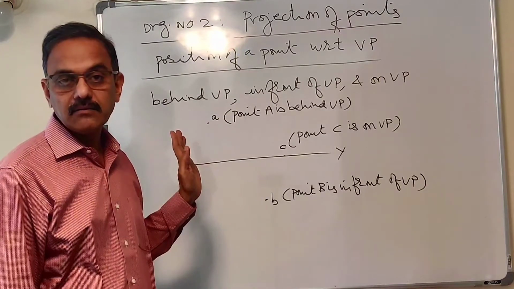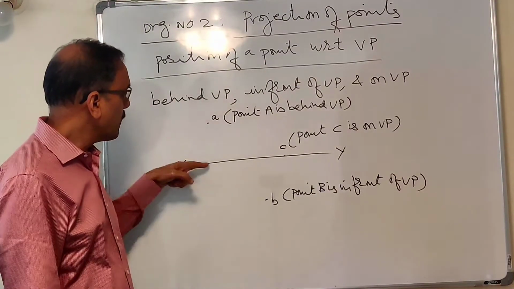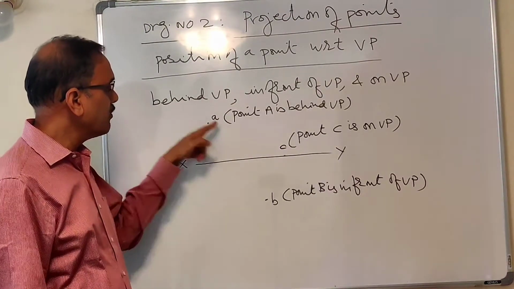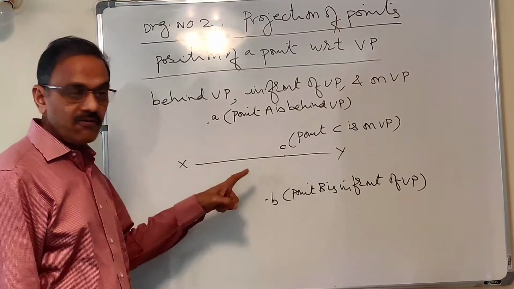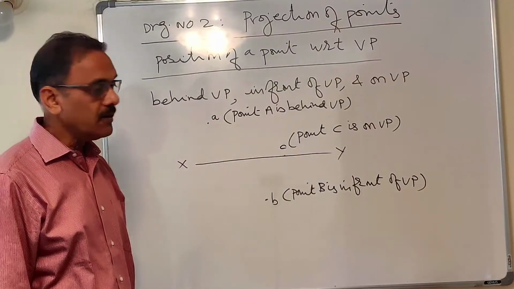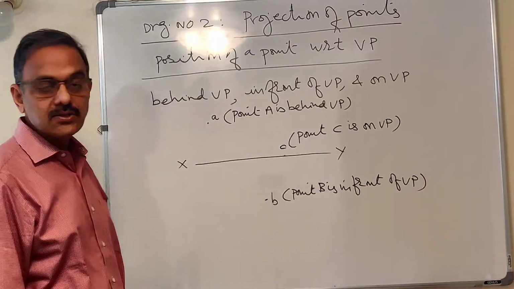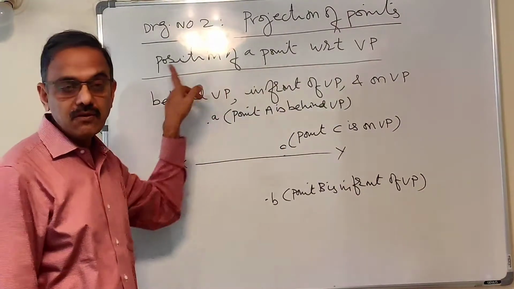Keep it in mind. Okay. Once again I repeat, if the top view of a point is shown above XY line, we say the point is behind VP. If the top view of a point is shown below XY line, we say the point is in front of VP. If it is on XY line, it is on VP. So this is the position of a point with reference to VP.